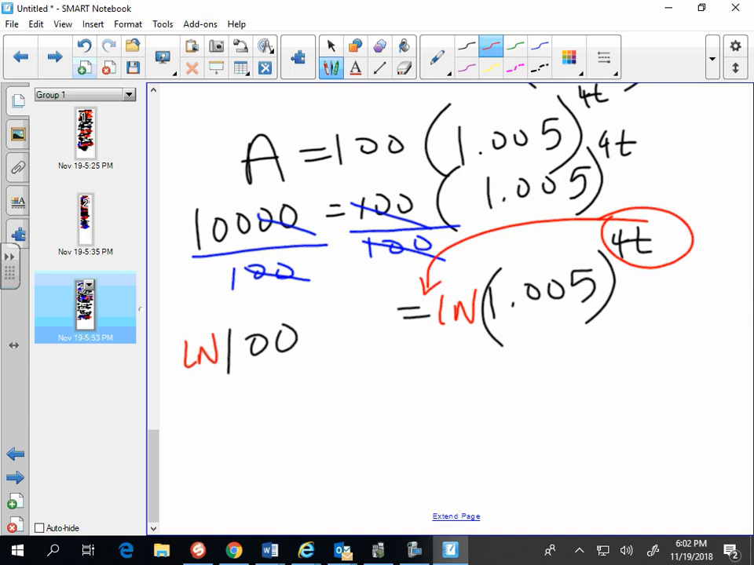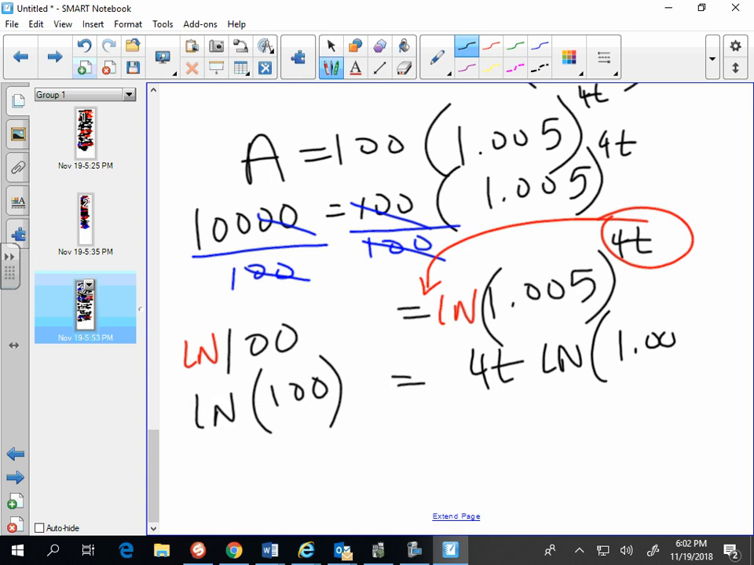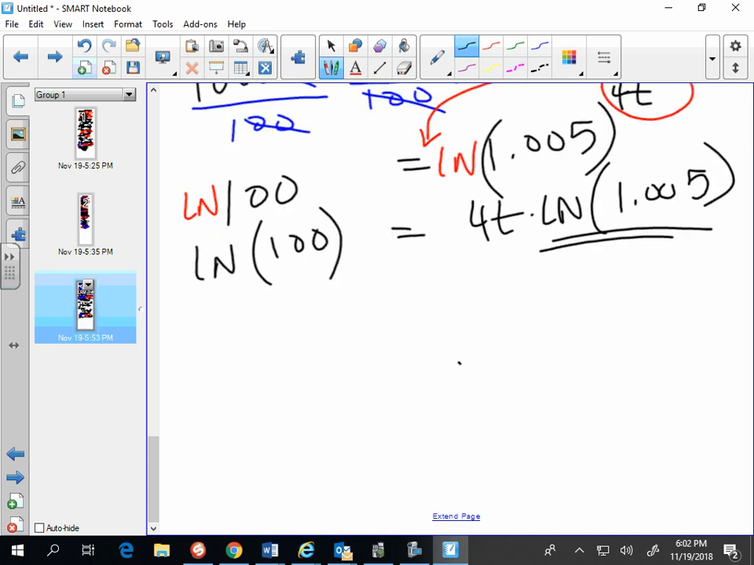But unlike a lot of the problems we've done so far, 4t ln 1.005, this didn't disappear. It's still attached to the 4t with multiplication. So if I need to get t by itself, I need to divide not just by that 4, but also by that ln of 1.005.